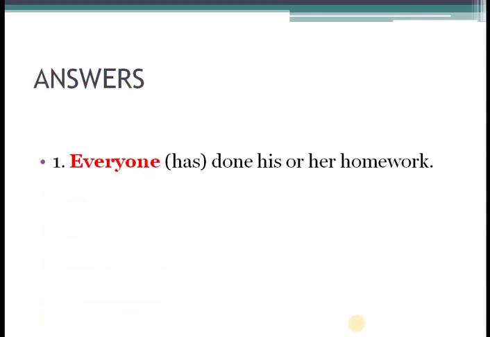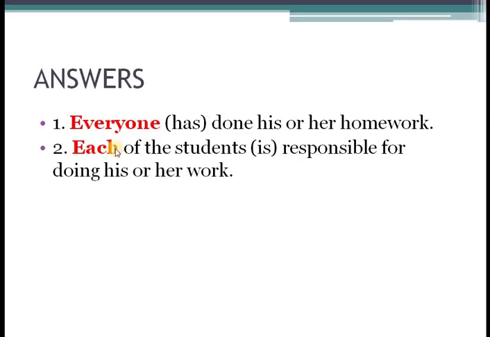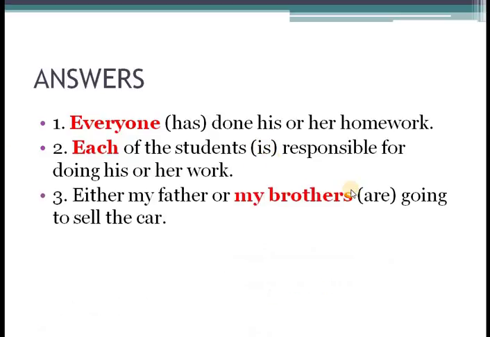Let us move on to the questions from yesterday's lesson. Everyone has done his or her homework. Everyone is singular, and so it takes a verb ending with S. Each of the students is. Each is either my father, or my brother.